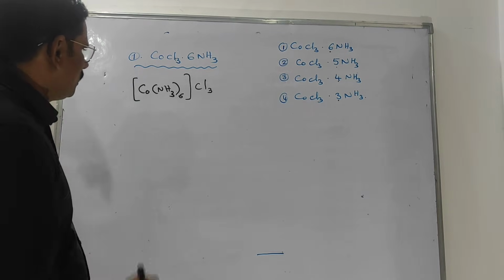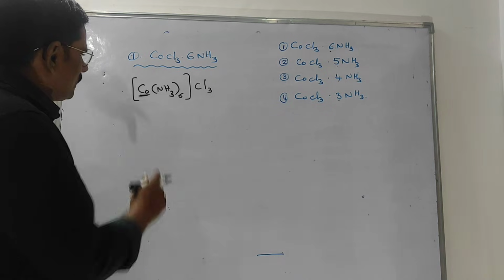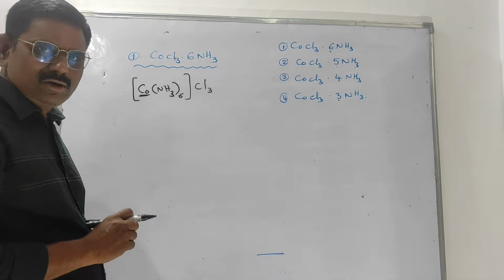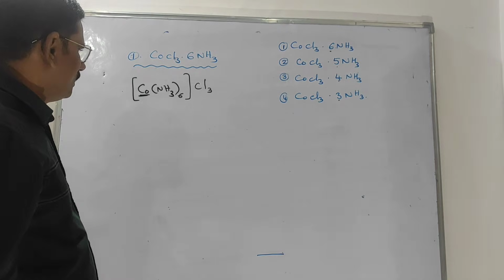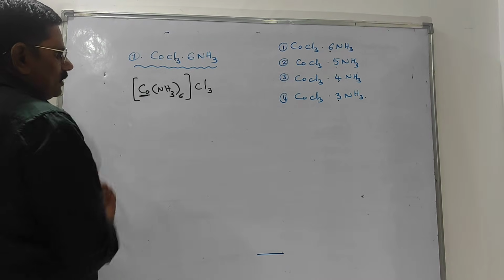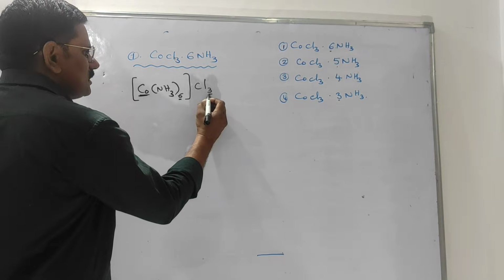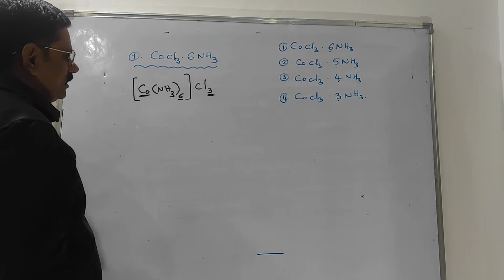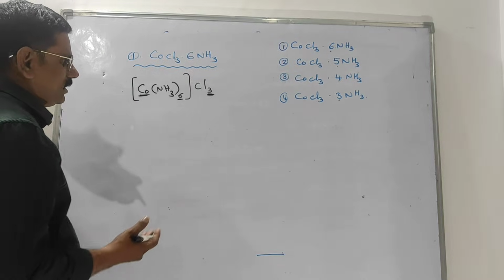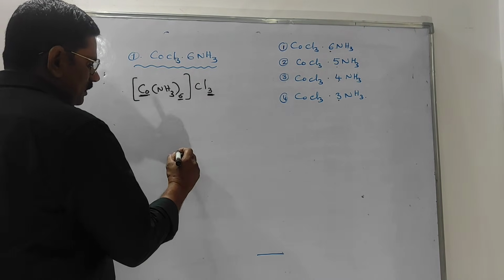In Werner's formula, cobalt is the central metal. Cobalt is the central metal ion, or central metal, sometimes in complexes, central metal atom. It exhibits two types of valencies: primary valency and secondary valency. And we will try to draw the structure of this complex now.